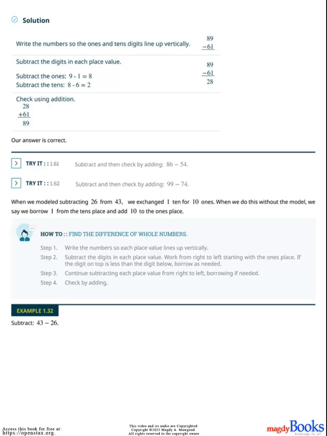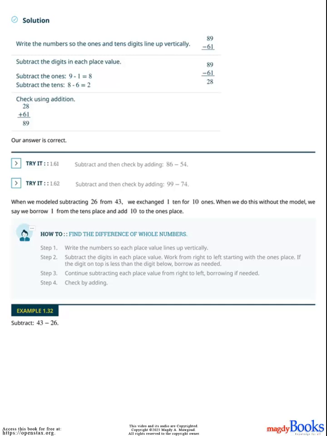Step 1. Write the numbers so each place value lines up vertically. Step 2. Subtract the digits in each place value. Work from right to left starting with the ones place. If the digit on top is less than the digit below, borrow is needed. Step 3. Continue subtracting each place value from right to left, borrowing if needed. Step 4. Check by adding.